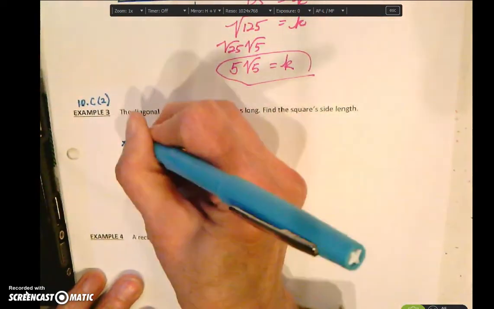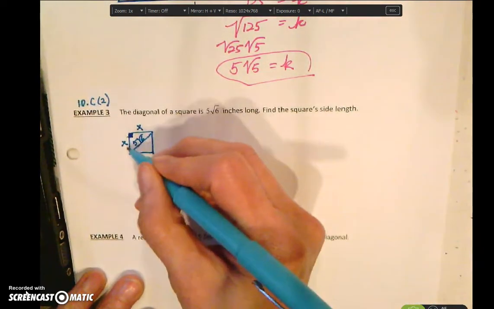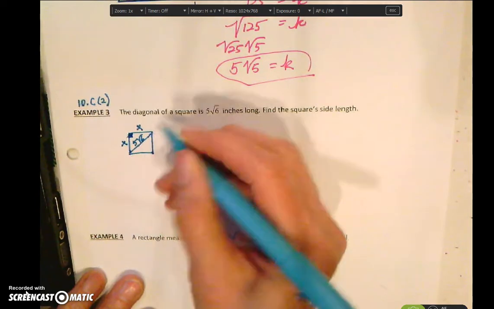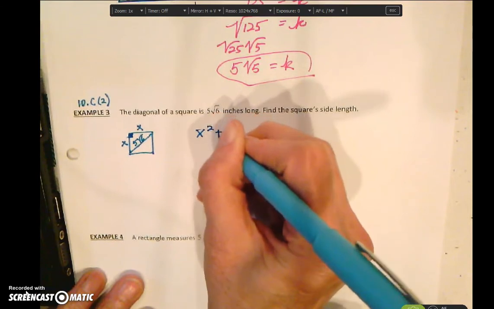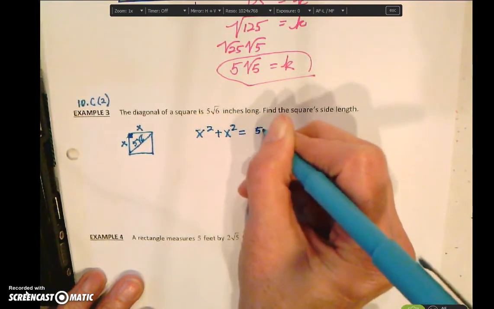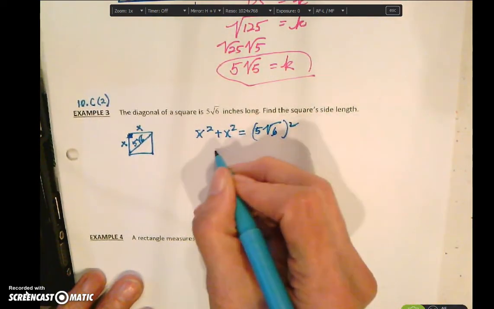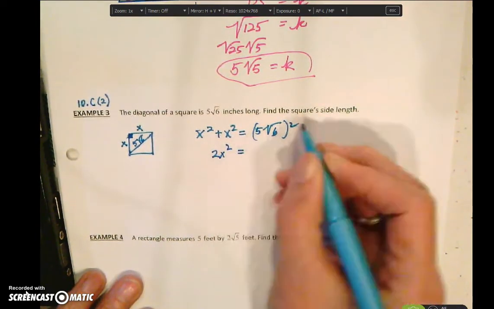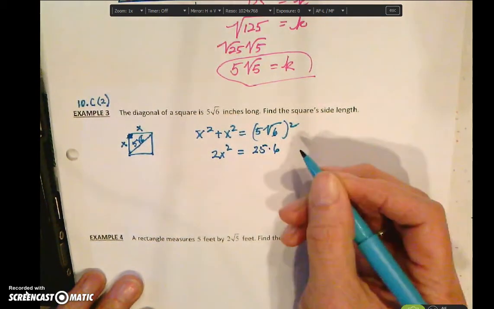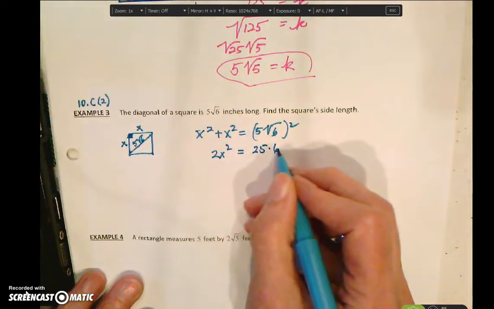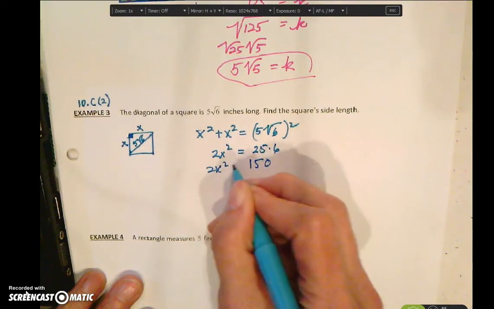Again, this is going to form a right angle right there. So you can see here in this top part, a right triangle. I'm going to say the legs then are x and x. So I have x squared plus x squared is 5 radical 6 squared. This is going to add up to be 2x squared. When I square this, I'm going to get 25 times 6.